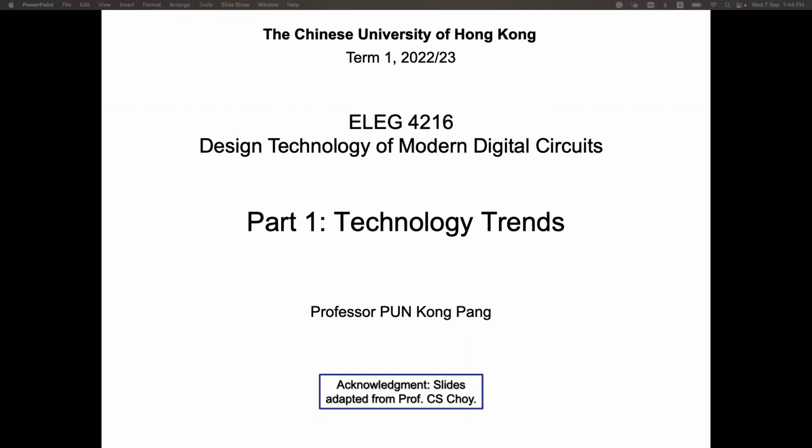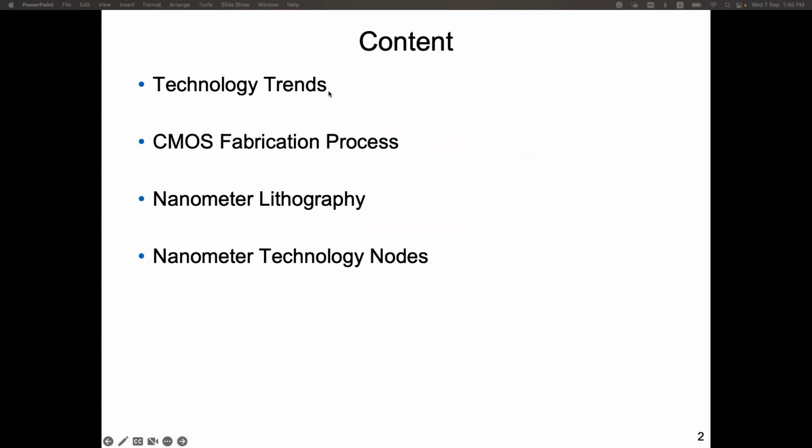So the first part of the course is about technology change of digital circuits. This is the content for this part, including the technology change, CMOS fabrication process, and nanometer lithography issues, nanometer technology nodes. And for the rest of today, we only have time to cover the first part, the technology change of digital circuits. So you can hear me at the back, right? Thank you.